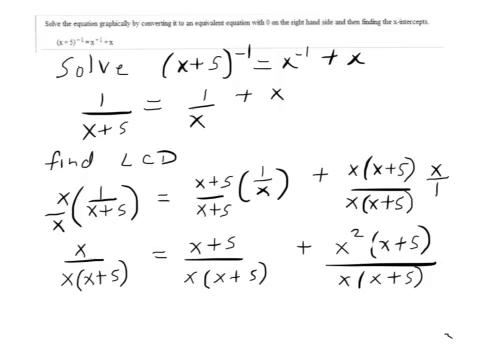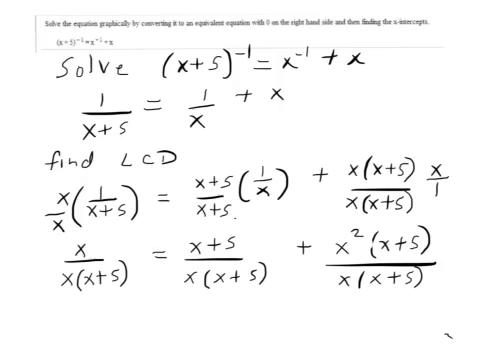So I'm finding a common denominator. So this one here on the left is missing the x, so I multiply top and bottom by x. The 1 over the x is missing the x + 5, so I'm multiplying top and bottom by x + 5. And the last one here, the x, is missing both of them in the denominator, so I'm multiplying by x times (x + 5).